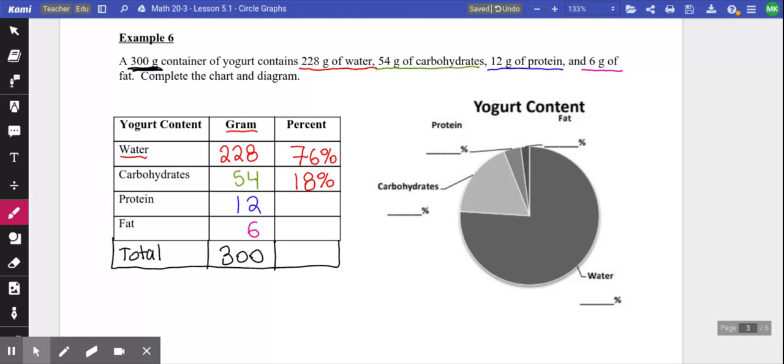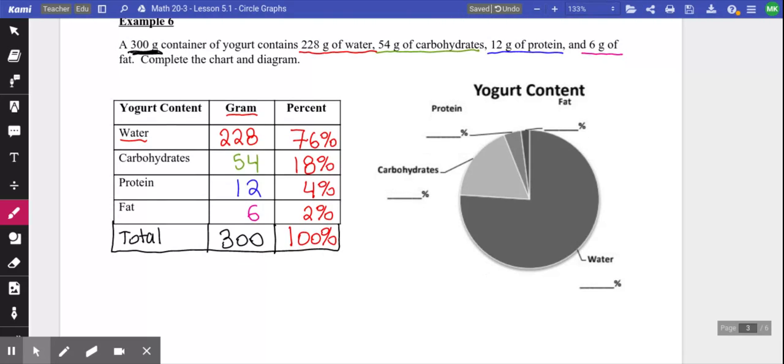12 divided by 300 is 4%. And 6 divided by 300 is 2%. And in total, you have 100%. Cool. You then can graph these things.